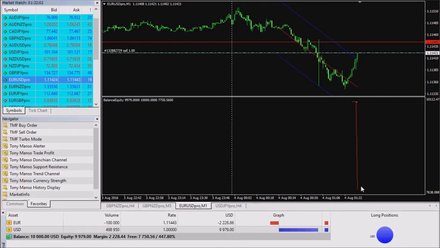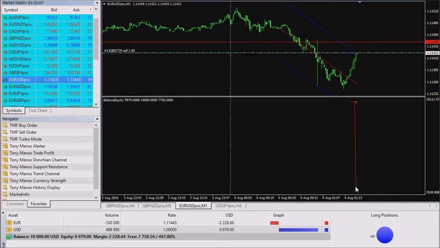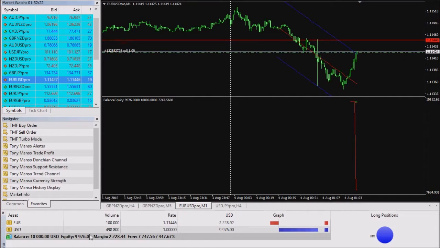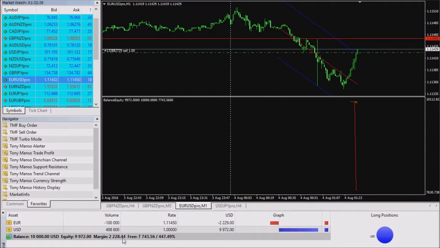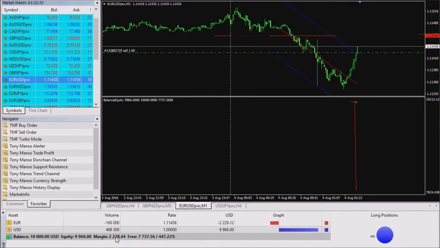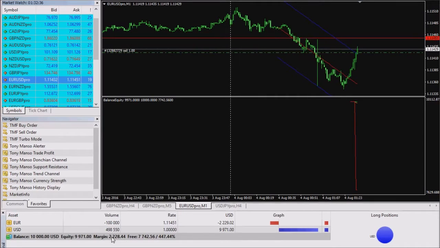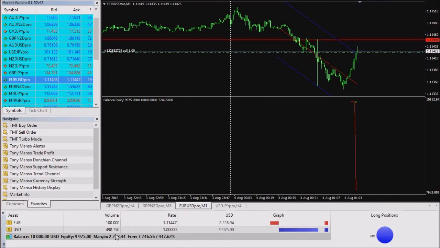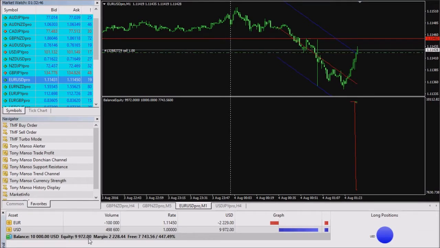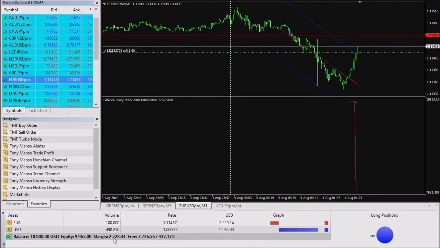Now you can see the red line here is my free margin. So basically what happens when I place that trade, one lot, euro dollar, it says here, margin, I had to use $2,228 of my own money to place that trade. And then the remainder of that one lot, which is 100,000 euro, basically, or $100,000 worth of euro, is put up by the broker, right? So it's about a 50-to-1 ratio.